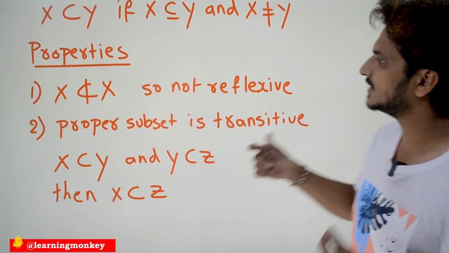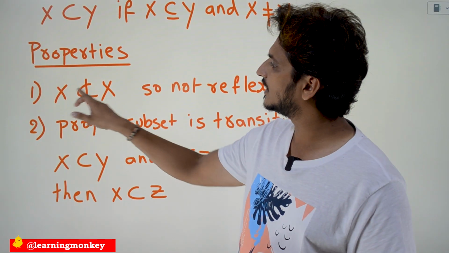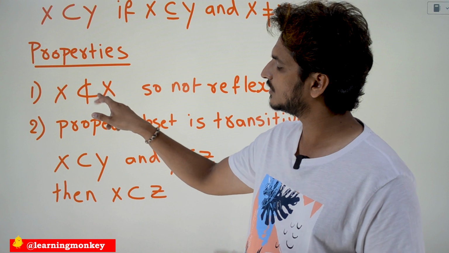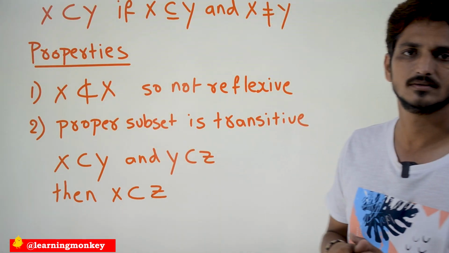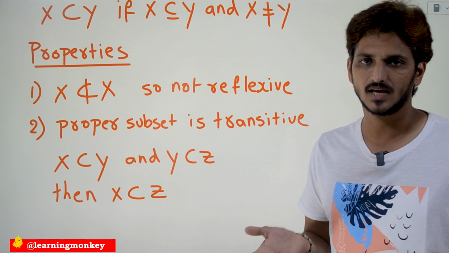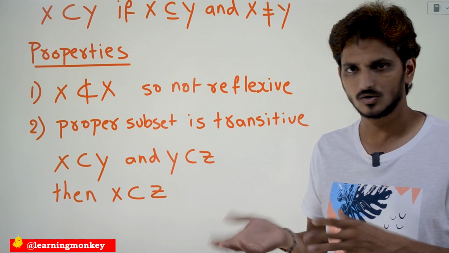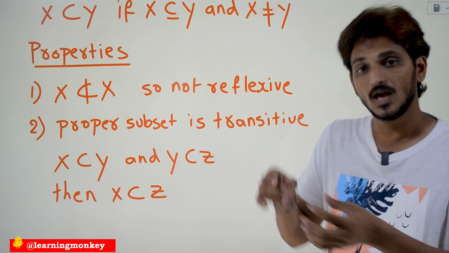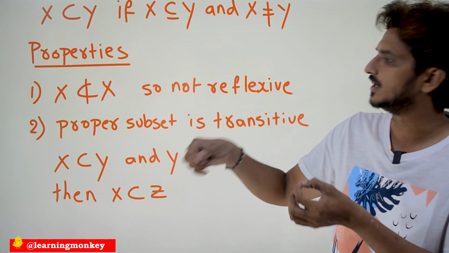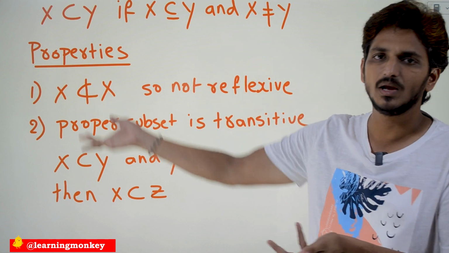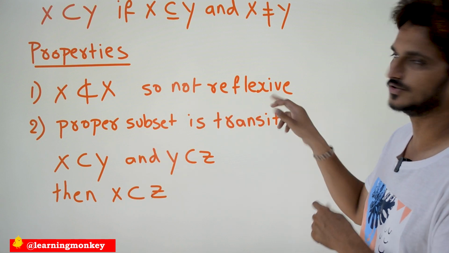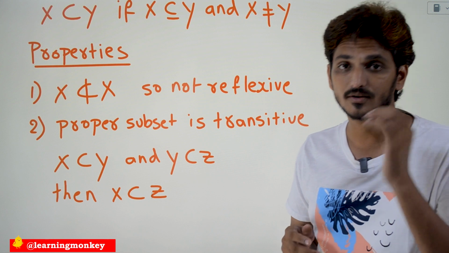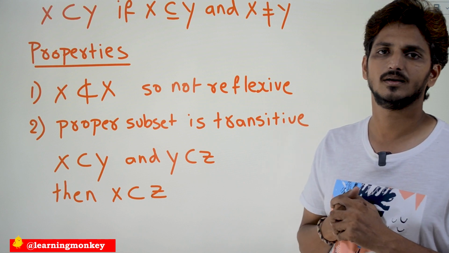So coming to the properties of this: X is not a proper subset of X. The definition itself says so. Is X a proper subset of X? No, it is not accepted, because one extra element should be present here. With the same elements, it is not accepted. So proper subset is not a reflexive property.